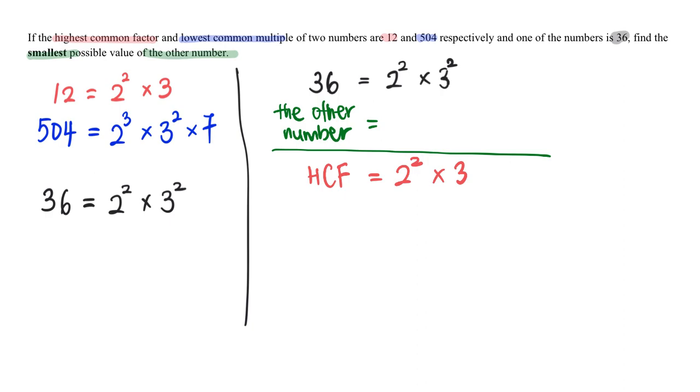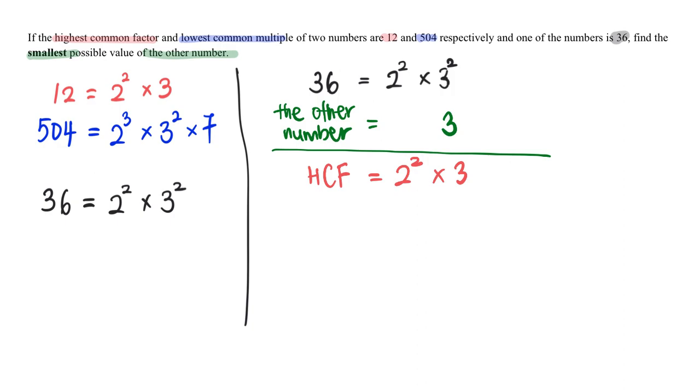And from here, we could guess that for the HCF, we choose the lowest power, and we saw that the HCF only has 3 power 1, only one 3, but 36 has 3 power 2. So this 3 must come from where? It must come from this other number, such that we are still able to satisfy the HCF. The 2 power 2 we will consider later.